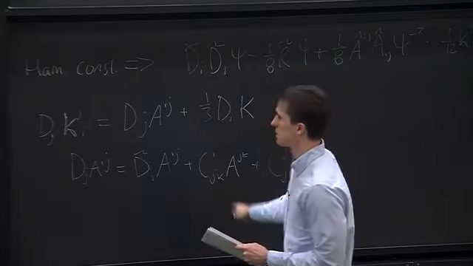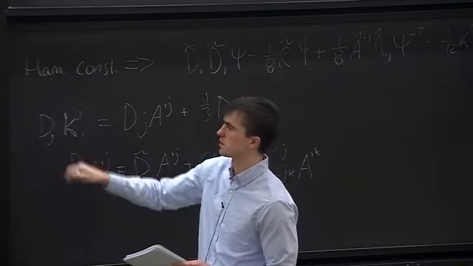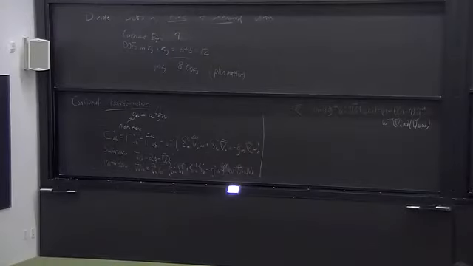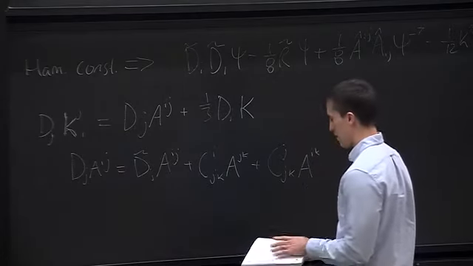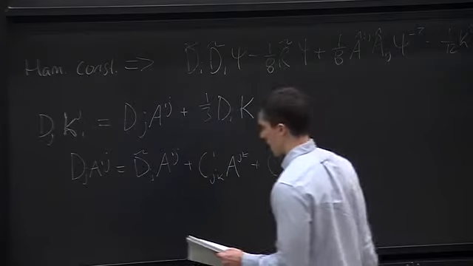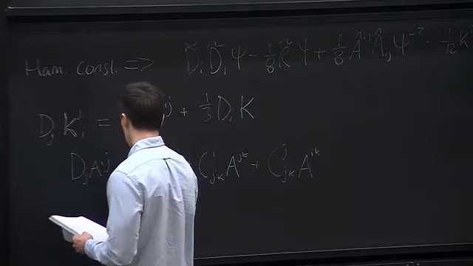With these C's, which we said are the difference in the Christoffel symbols from our regular metric and the conformal metric. And if you work through that, you get something like the following.